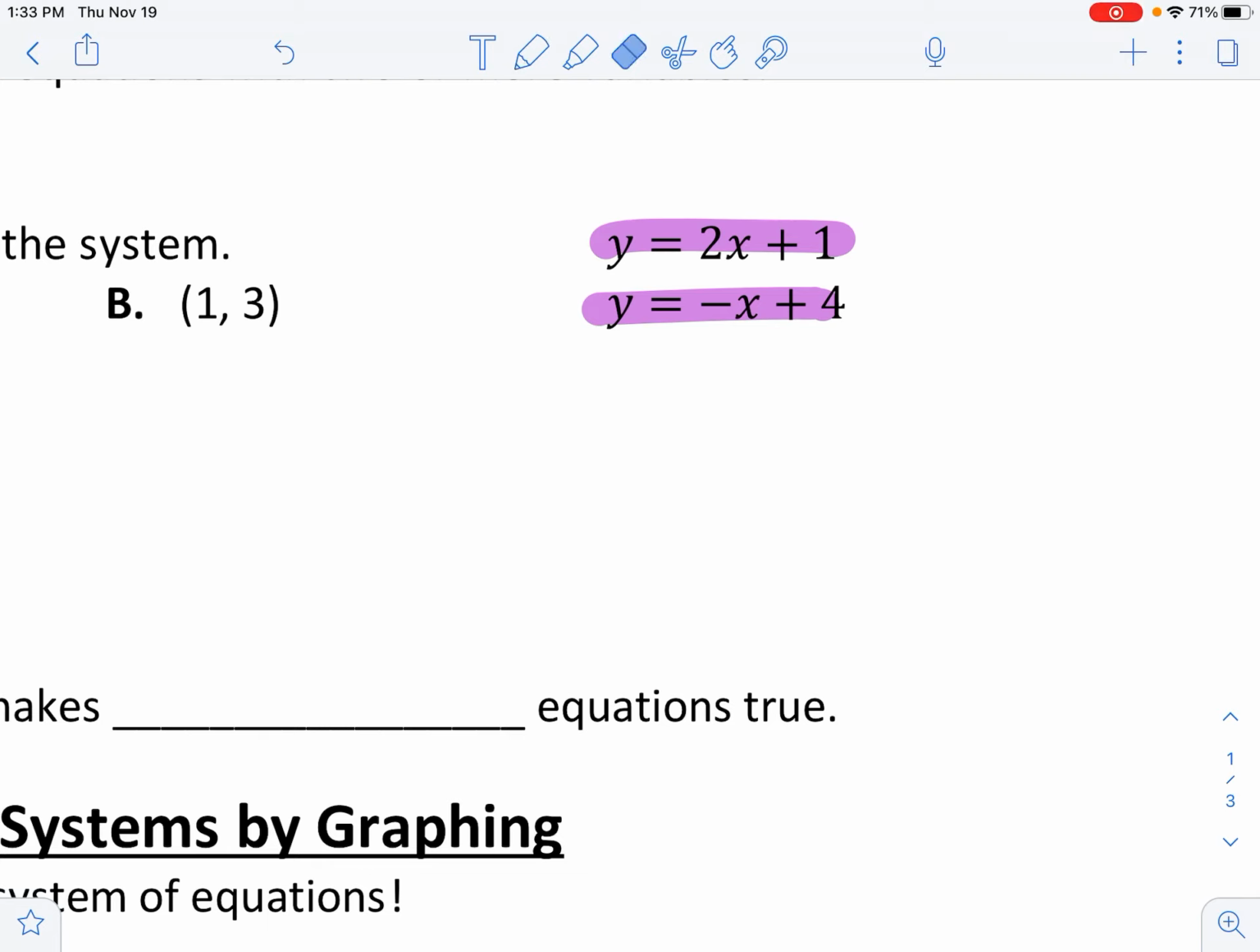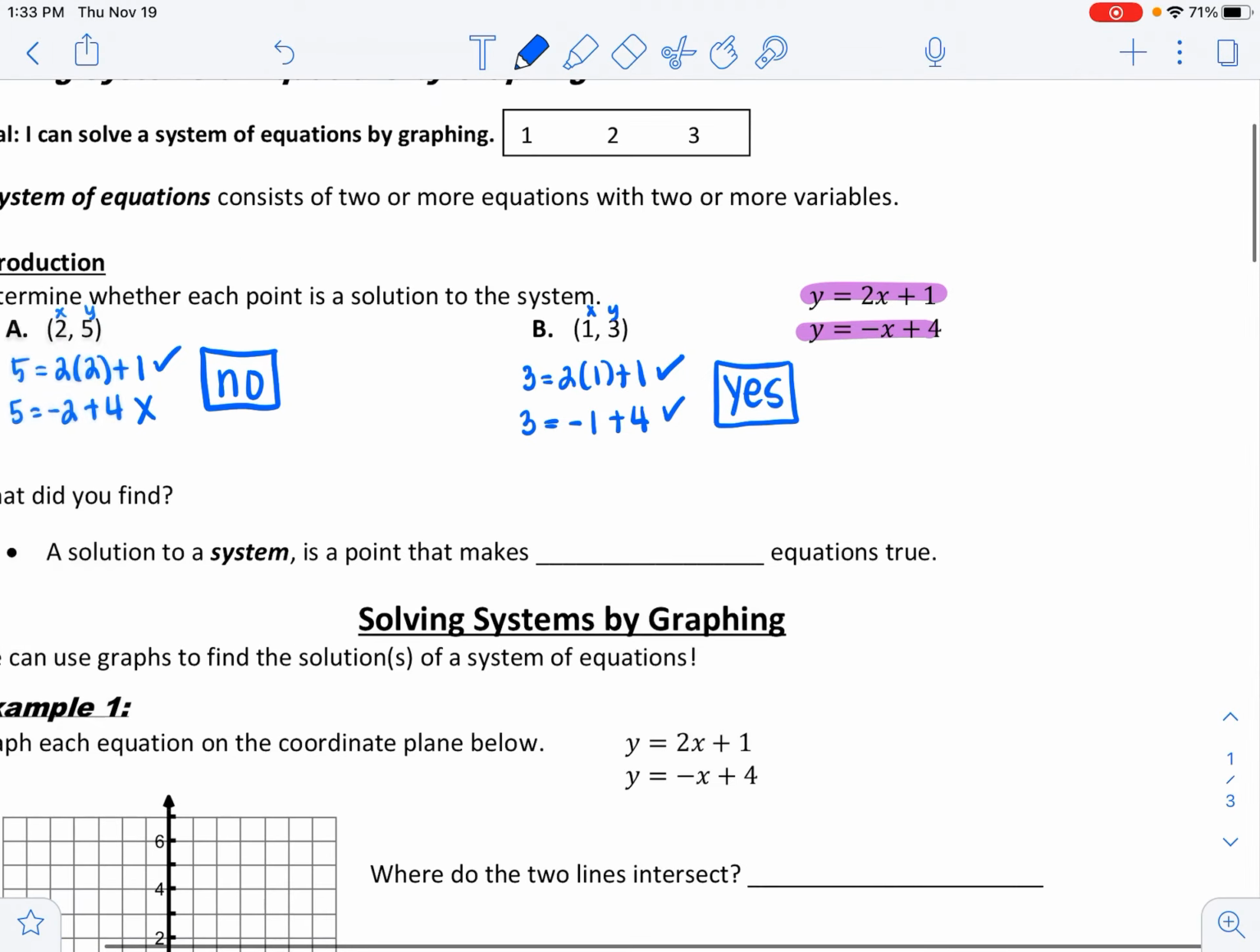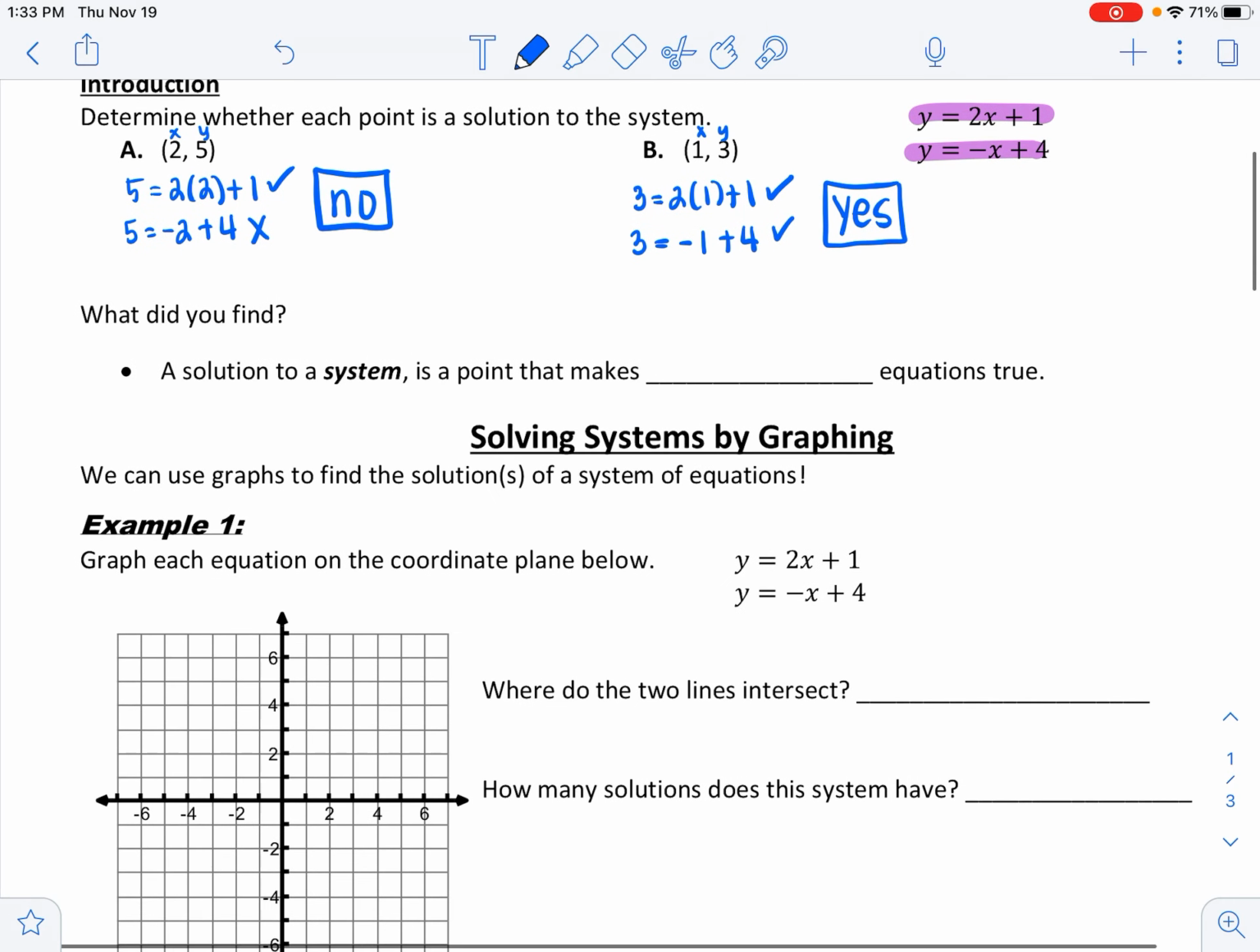Let's try (1, 3). This is x, this is y. So 3 equals 2 times 1 plus 1. That's 3 equals 3, true. Now we're going to plug in 1 and 3 into the second equation. 3 equals negative 1 plus 4. That's also true. So since they're both true, this is the solution to the system.